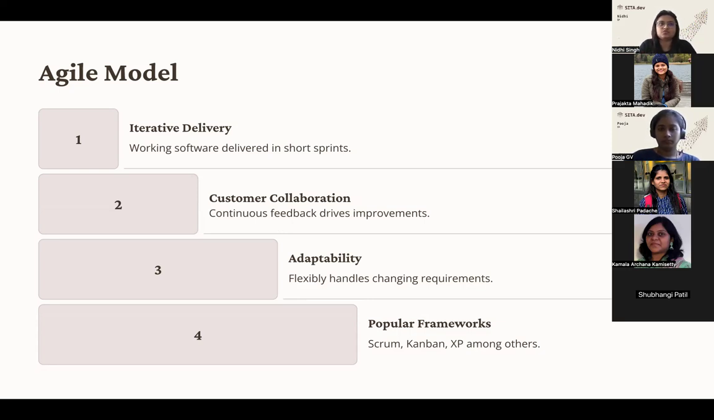So he knows what is going on, and at what period of time what work is going on. This team is working on one part, the other team is working on another part. Everything the customer knows, so he has the confidence that something is going on in the project. So it flexibly handles changing requirements. That's why it is more popular nowadays. The popular frameworks for agile are Scrum, Kanban, XP, and Lean.